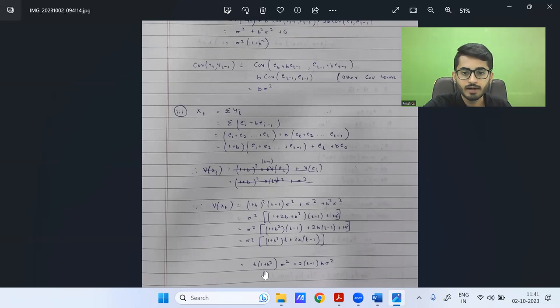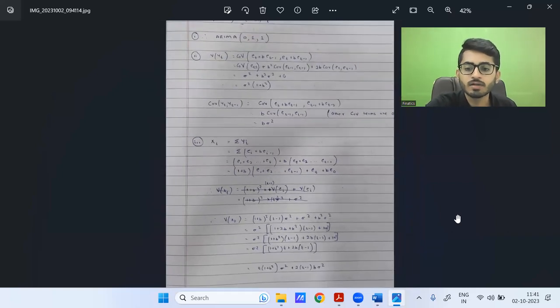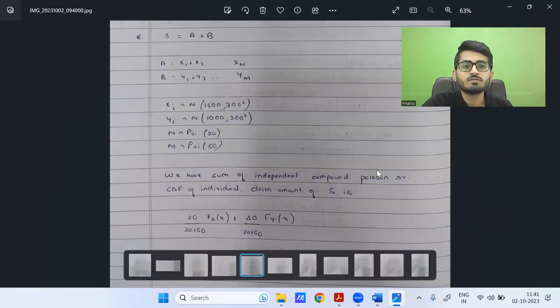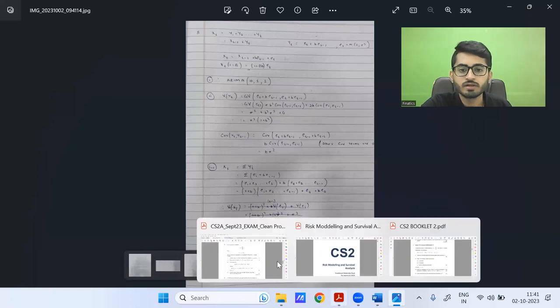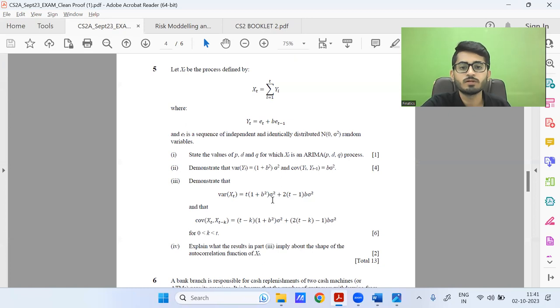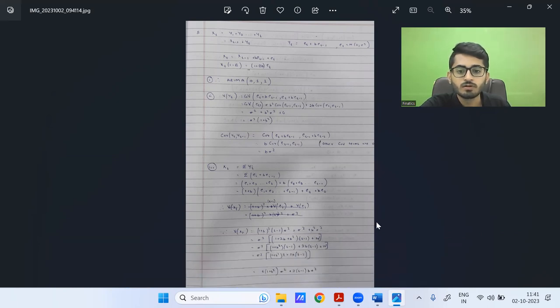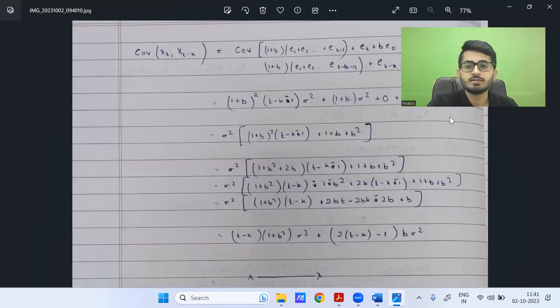Now I am expanding this entire bracket over here. Let me see if it's captured over here or not. No, it's not, so it's on the next page, I guess. So yeah, this was the variance part. This is what they had to show in variance: t into 1 plus b squared sigma squared plus twice into (t minus 1) b sigma squared. In the later part, once you open the brackets, you'll get it in that form itself. This is the step, and once you open the entire term, you can rewrite it in this particular format. Second part, covariance.